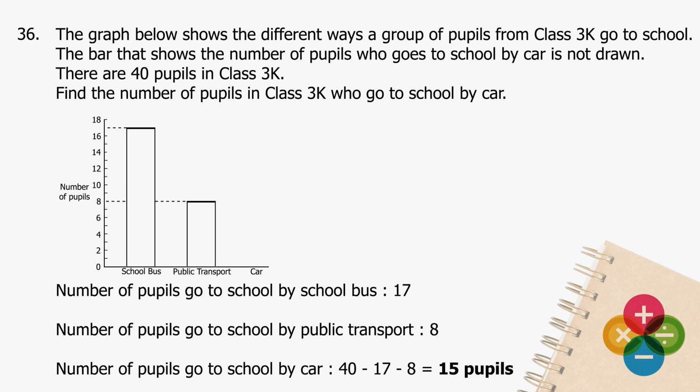If you observe the graph carefully, you can see that the number of pupils taking the school bus to school is 17. The number of pupils taking public transport to school is 8. Adding 17 to 8, the sum is 25. The total number of pupils in class 3K, which is 40, subtract 25. The number of pupils who go to school by car is 15.